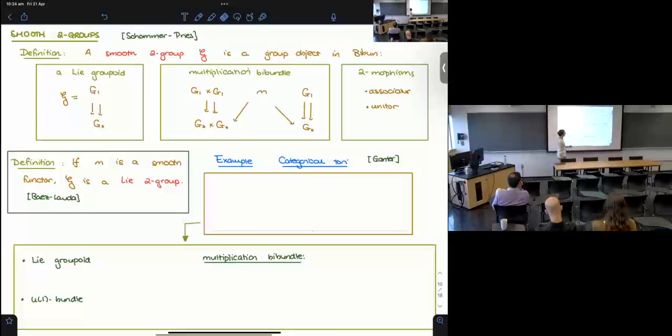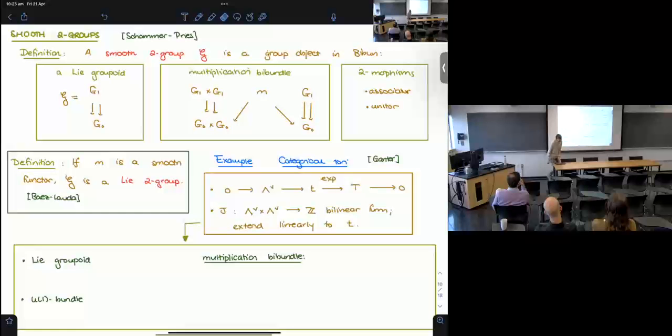So let me give an example. This is supposed to be like the categorical version of a torus. You can read about this in a paper of Nora Ganter. So here's the input data. Start with a torus T, and its Lie algebra with the exponential map. Have the kernel, the cocharacter lattice, and I fix a bilinear form with integral values, and then I extend linearly to my Lie algebra of T. So that's the data that Nora needs to define a two group.